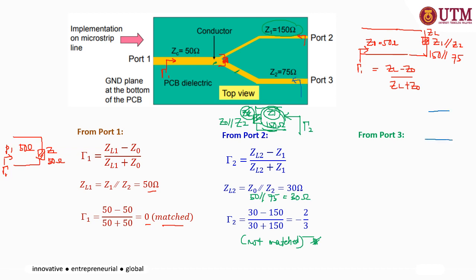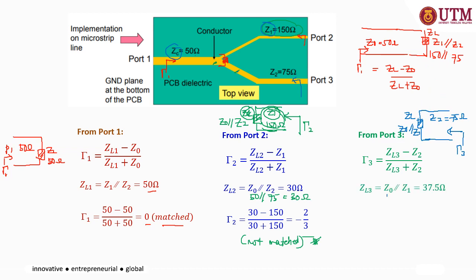So from port 3, gamma 3, what will be your ZL? The impedance equal to 75 ohm is the characteristic impedance of the third transmission line. So the ZL for this one, looking at this point, will be Z1 in parallel to Z0. Z0 is 50, Z1 is 150, so you get 37.5, then you get your gamma 3 equal to minus 1.3. Again, it is not matched.